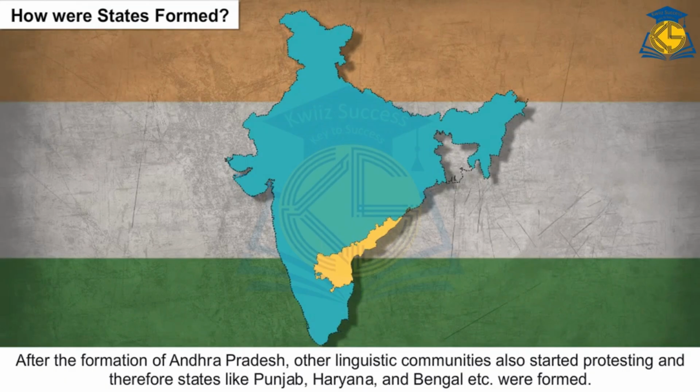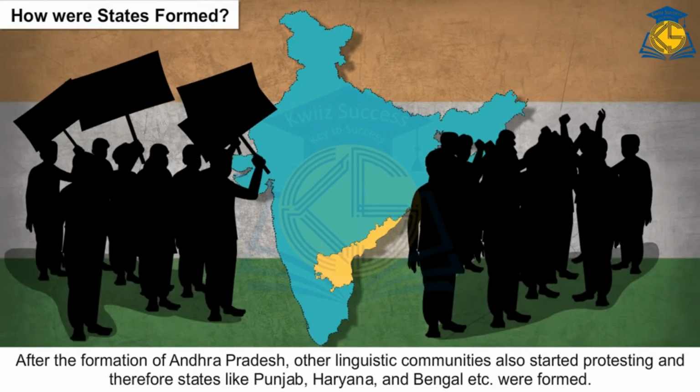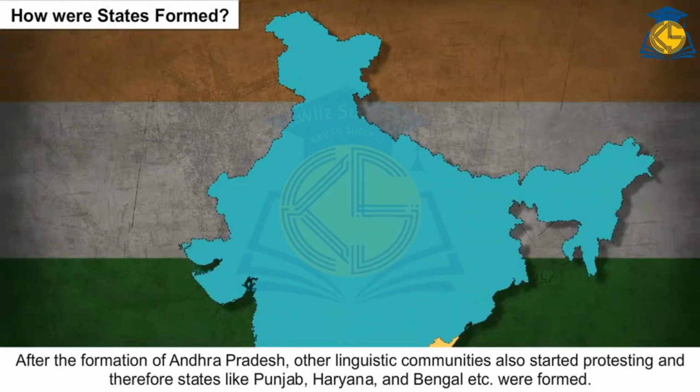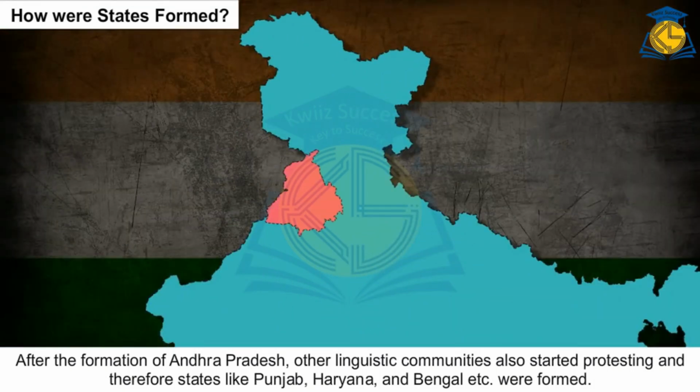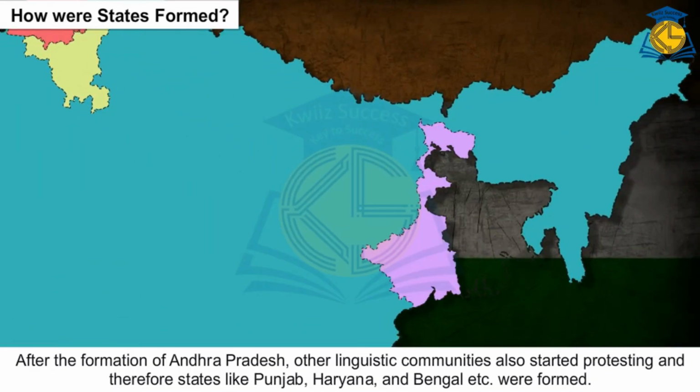After the formation of Andhra Pradesh, other linguistic communities also started protesting, and therefore states like Punjab, Haryana, and Bengal, etc. were formed.